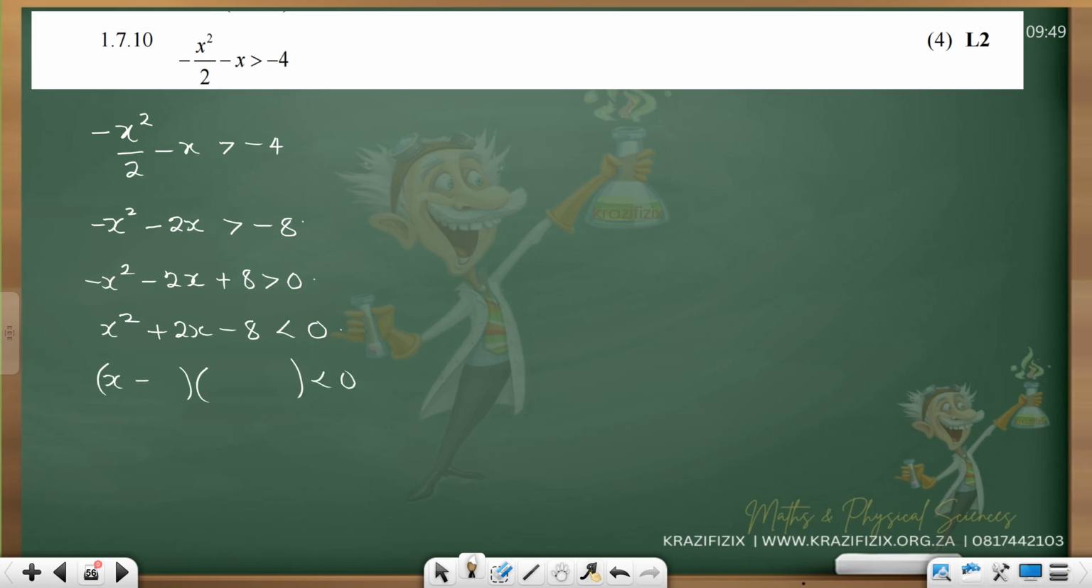I think it's a 4 and a 2. Critical values. Smaller number. And we go plus, minus, plus. We are looking for less than 0. Things that are negative. It's in between. Are we okay, everybody?